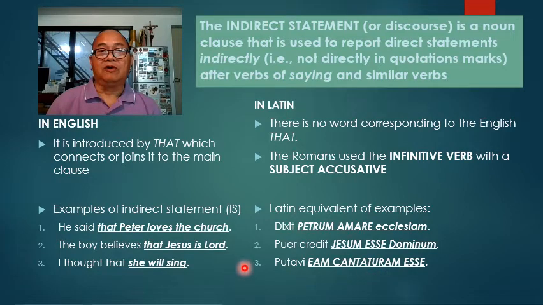So therefore, this is what we call an indirect statement: reporting a direct statement indirectly before or after verbs of saying and similar verbs. So this is how you form or construct the indirect statement using the infinitive verb and the subject accusative.